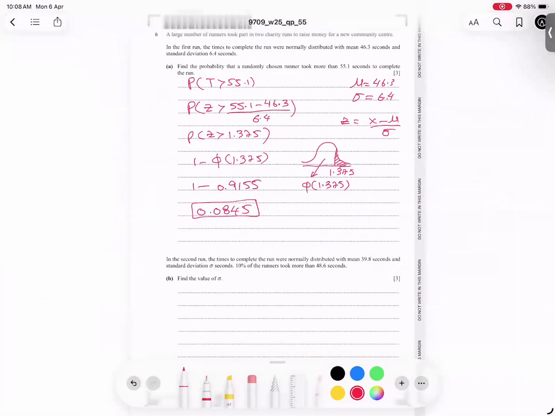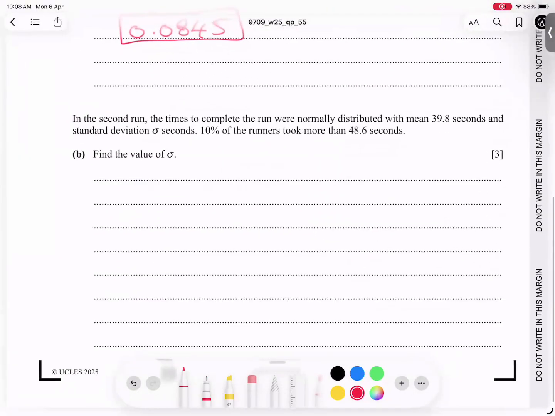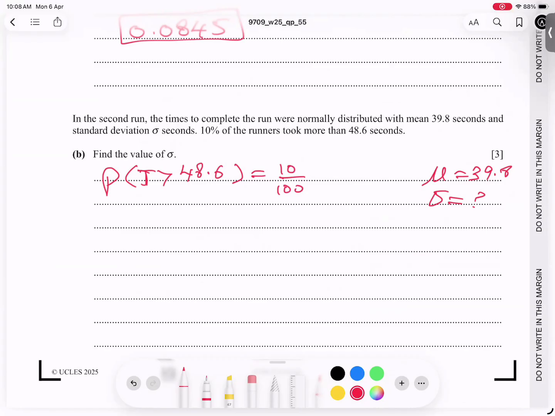And the second part of the question is, in a second run, the time to complete the run, it means that the mean is changed, deviation changed. Mean is given as 39.8 this time, and deviation is unknown. 10% of runners took more than 48.6. This is a very important statement. So time more than 48.6 is basically 10%, and 10% means 10 by 100. So this is clear.